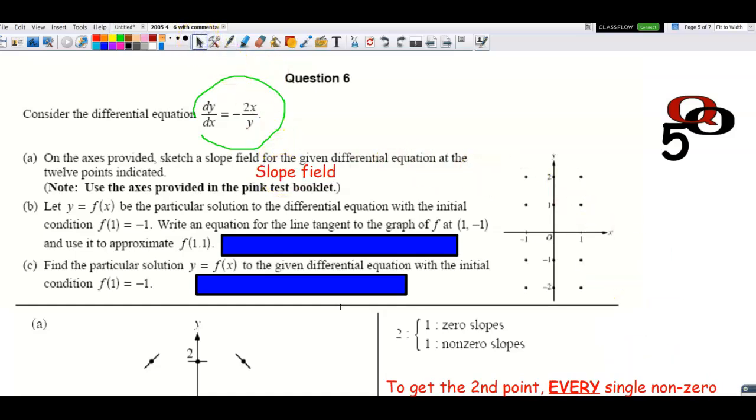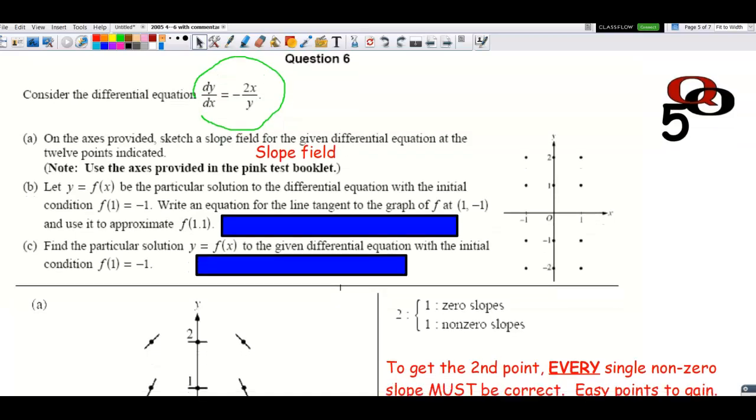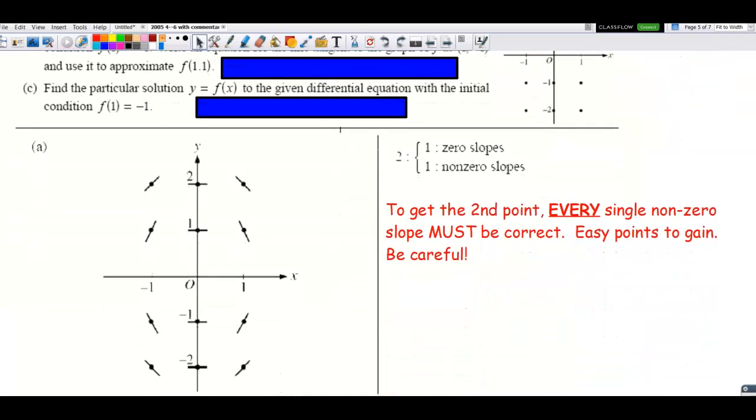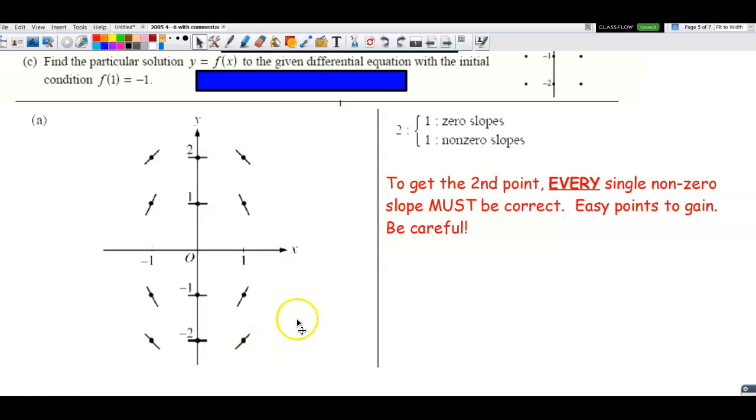Be very, very careful when you're creating a slope field, because if you mess up just one slope, you may be losing points. So you're going to substitute each x and y value into the slope generator, and your slope field should look like what you see in letter A. You get 1 point for the 0 slopes, meaning here and here and here and here you had to have a slope of 0. And you get 1 point for all of the other non-zero slopes.